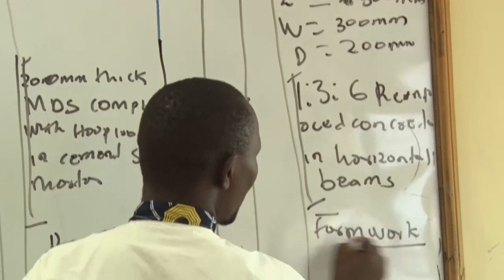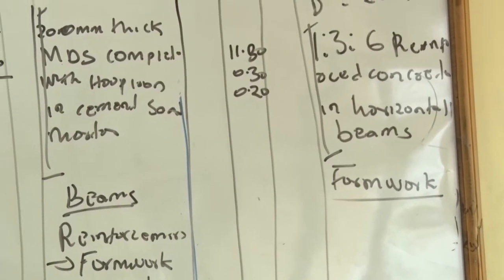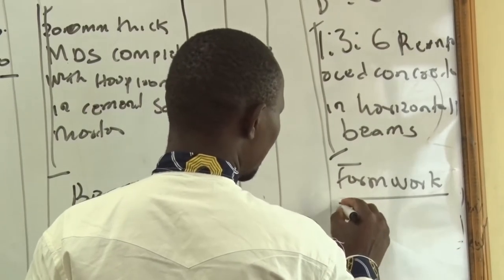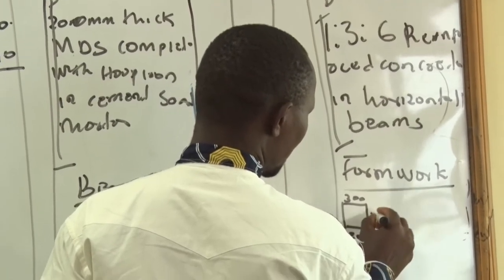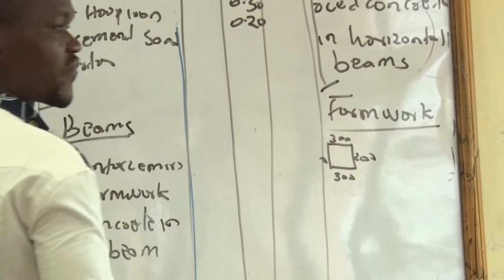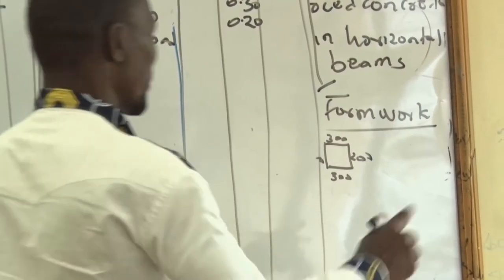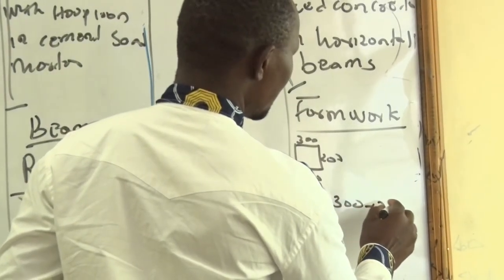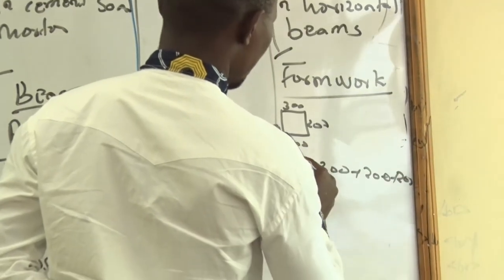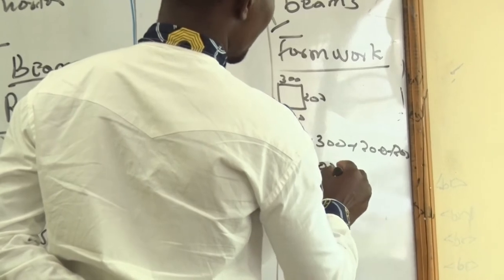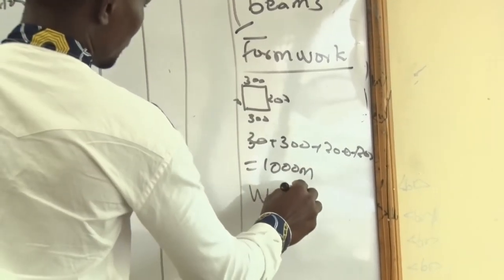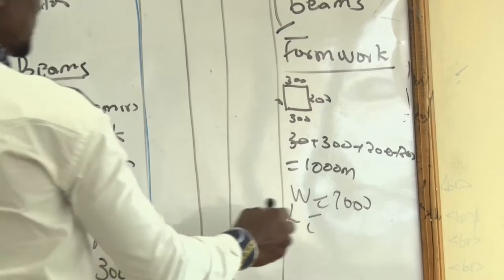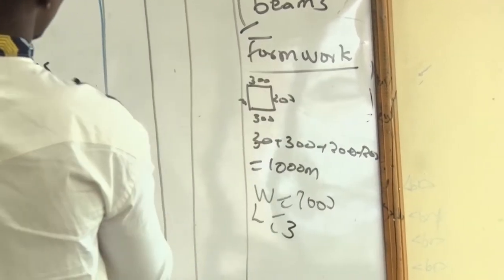Formwork is measured in square meters if it is less than 300 millimeters. So simply means if it was supposed to be 300 by 200, this is 300, and this 200, this 200. Then you open, using the superficial flow method, we'll open this our formwork to make it our width. So we'll have 300 plus 300 plus 200 plus 200, giving us 1,000 millimeters. So the width will be 1,000, while the length will be the height of the column, which is always 3,000. It was homework.